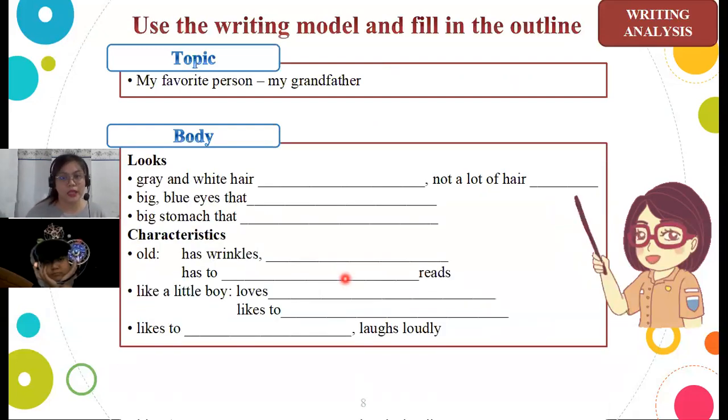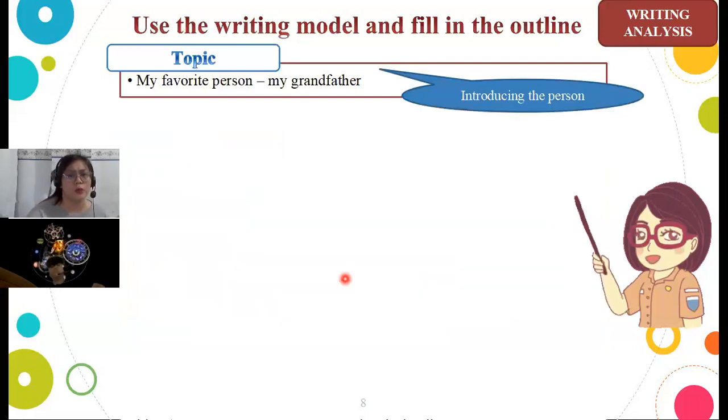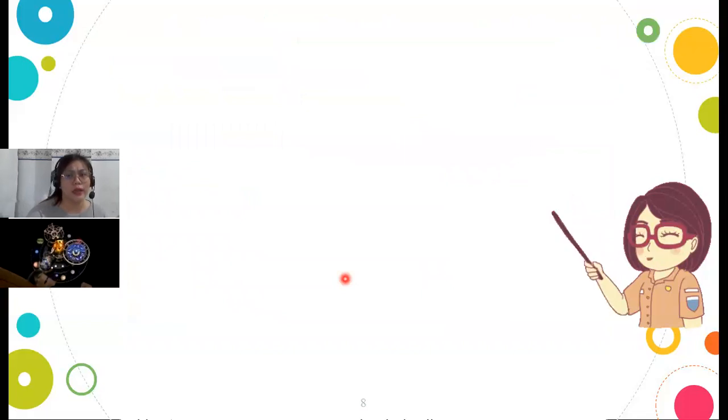Next, after the body, ta-dan! We have this one. But I think we don't have enough time to do this activity, so I'll send this one to you as homework. I've seen you've been online at Zalo, so I know that you were able to open your Zalo, because from time to time I could see that you were online. So please do the homework, okay?